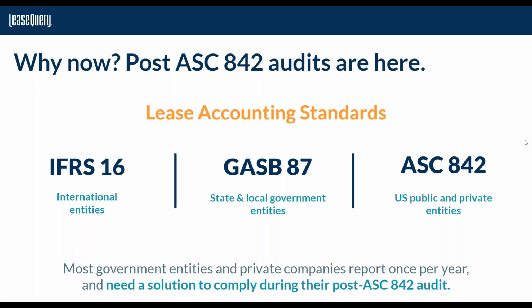Up here we have all three of the standards: IFRS 16, which affects all international companies that have leases; GASB 87, which affects all state and local governments, and technically the federal government as well, although they have a different name for their standard in the US; and then ASC 842, which is what we're going to put most of our effort into today, which affects all of the US public and private entities. Just for context, there are about 6,000 public companies in the US and about 6 million private companies. So this is a bigger impact on the private companies for the most part, and the public companies have already gotten it out of the way.